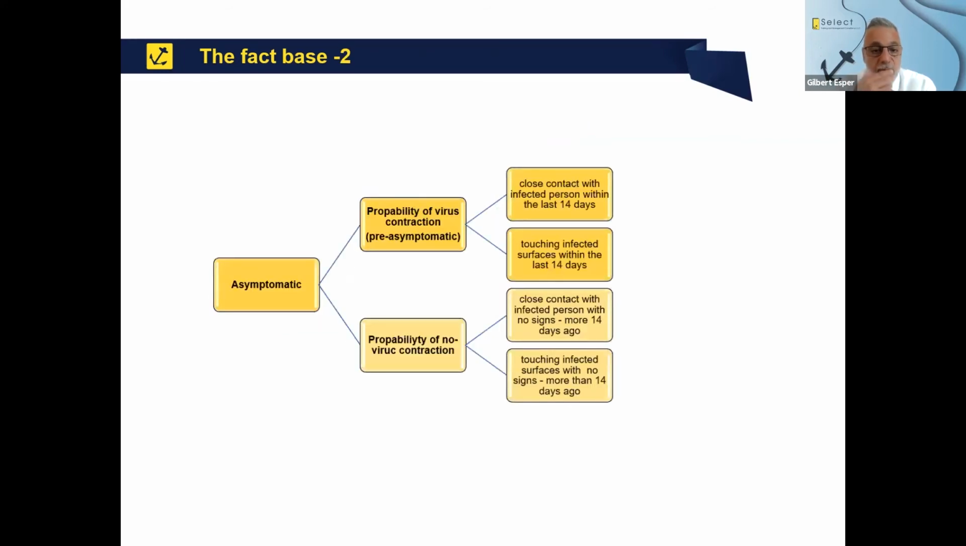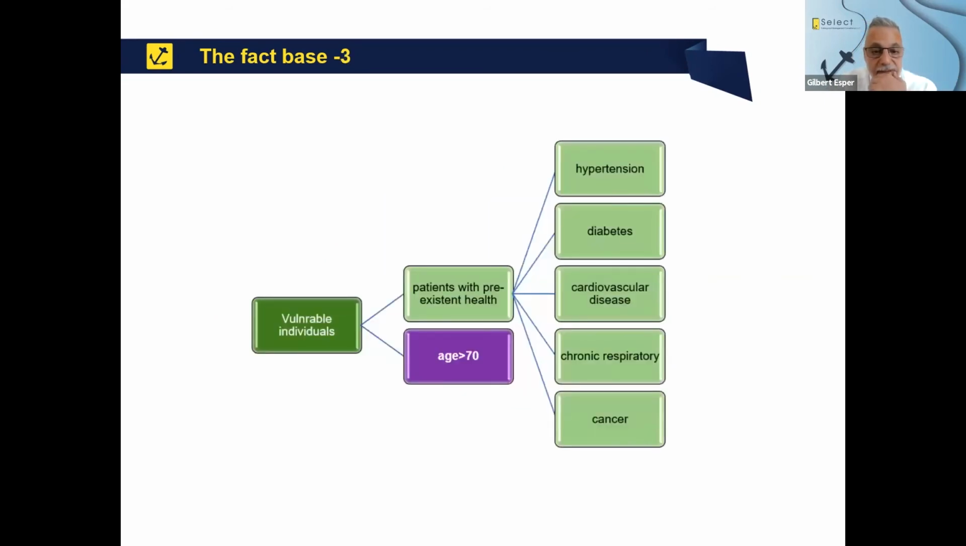Other types will be probability of virus contraction: maybe close contact with an infected person within the last 14 days, touching an infected surface within the last 14 days. Probability of no virus contraction: close contact with an infected person more than 14 days ago, or touching an infected surface with no signs more than 14 days ago. We can also change the knowledge and data based on new developments, for example changing age 70 to 60. Vulnerable individuals will be divided into 2: patients with pre-existing health conditions and old people. Pre-existing conditions include hypertension, diabetes, these things.